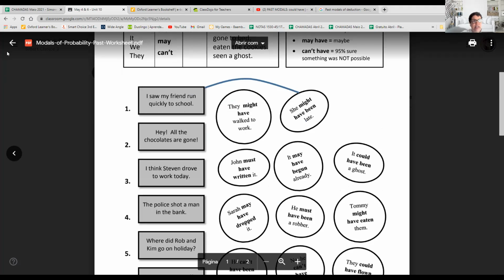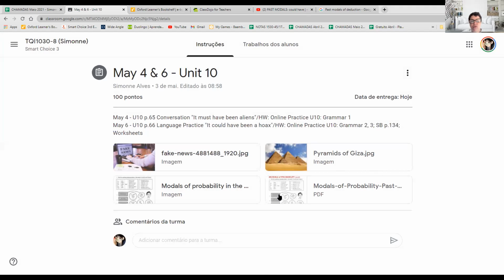Okay, a good idea. I will post one more exercise for you to do on the topic, but I would also like you to do the homework here on the online practice platform. So please do grammar 2 and 3, and also here, students book page 134. That will give you excellent practice. Let me just show you here the page, okay? So you have an idea what you have to do.